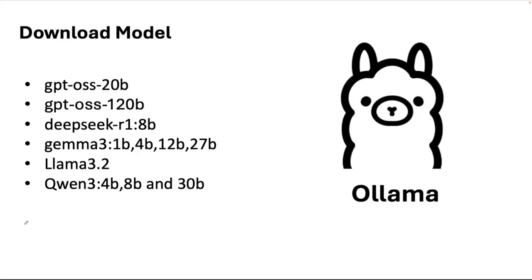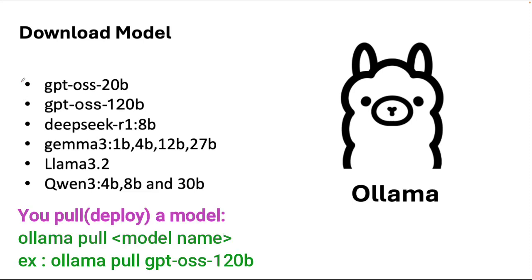All right, so once your setup is complete and once you know that your Ollama is running, then you can download the models depending on your requirement. Now, these are the models you can see. You can just download any of these models and then try to start with your proof of concepts.